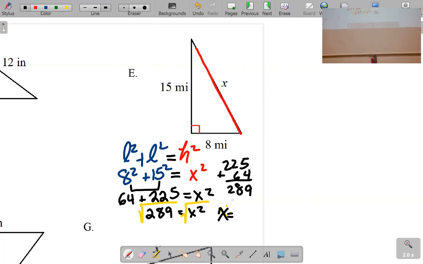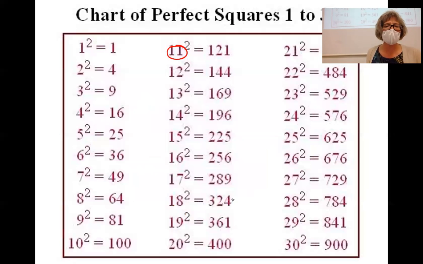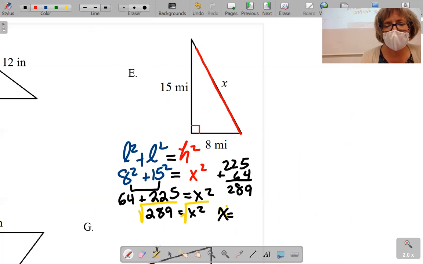What's the square root of 289? You're making life really hard on yourself, dear. Okay, look on this chart. You're not touching a calculator. I'll explain it in just a second. Look for 289. Yes, ma'am. So, ta-da, you're done.